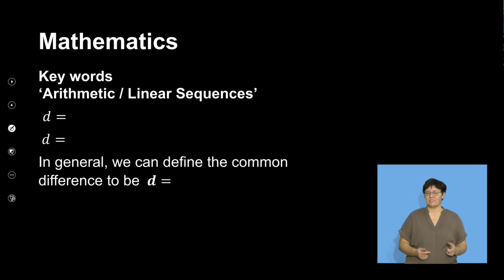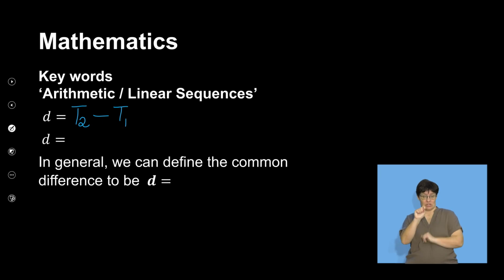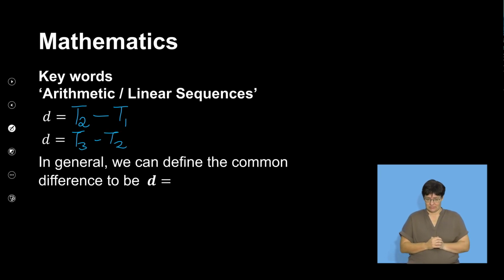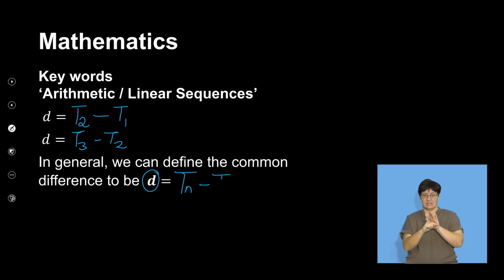So we've discussed that a common difference is present in arithmetic and linear sequences. Now I'm going to write down how we can actually determine the common difference. The main way that we do this is we often say that the difference is equal to term 2 minus term 1. And we normally check to see whether this common difference is correct by then doing term 3 minus term 2. But in general, we can define the common difference d to be equal to Tn minus T(n minus 1).